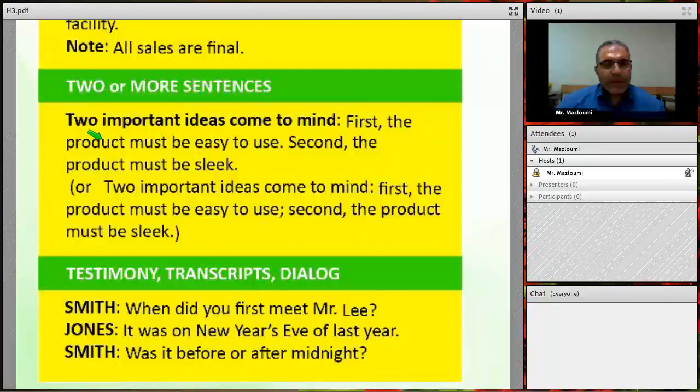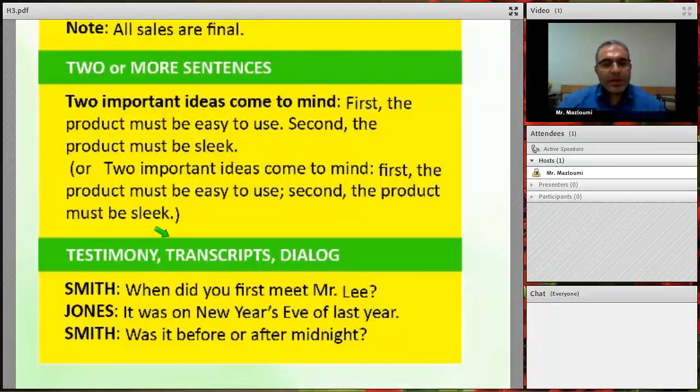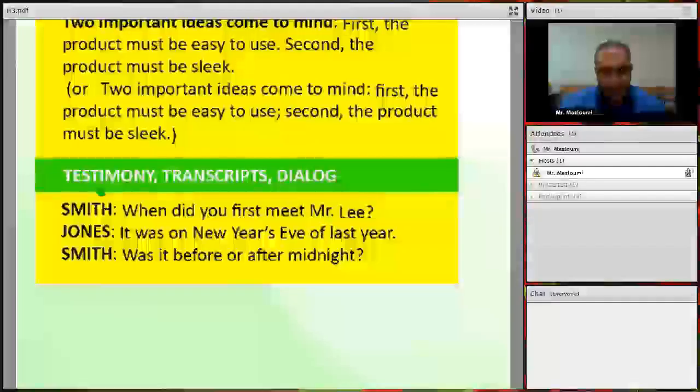Or we can say: two important ideas come to mind, colon, first, with a lowercase letter, not a capital letter. First, comma, the product must be easy to use, semicolon, second, comma, the product must be sleek, full stop.